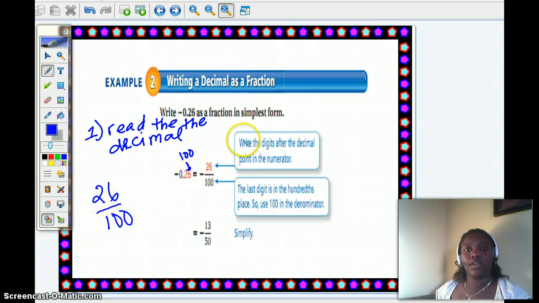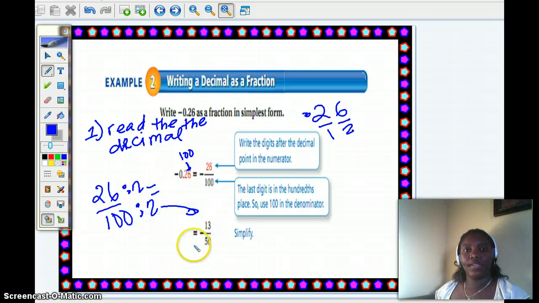Now another shortcut: 0.26 has two numbers after the decimal point, 1, 2. So I'm going to use 100 because it has two zeros in the back, 1, 2. That's an easy way to remember. And then we reduce, we divide by 2, and we get negative 13 over 50.